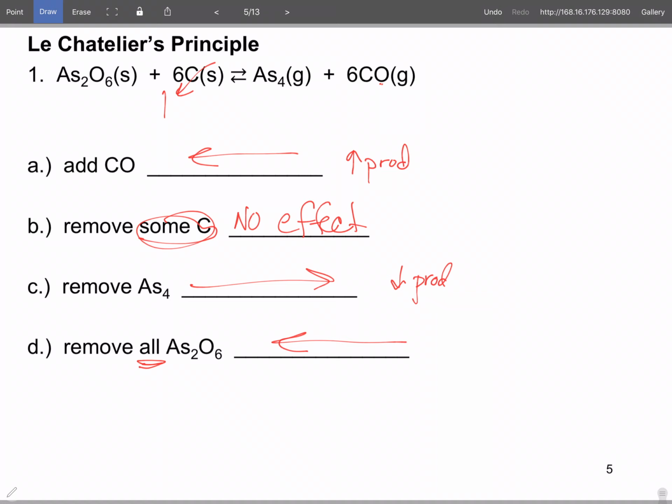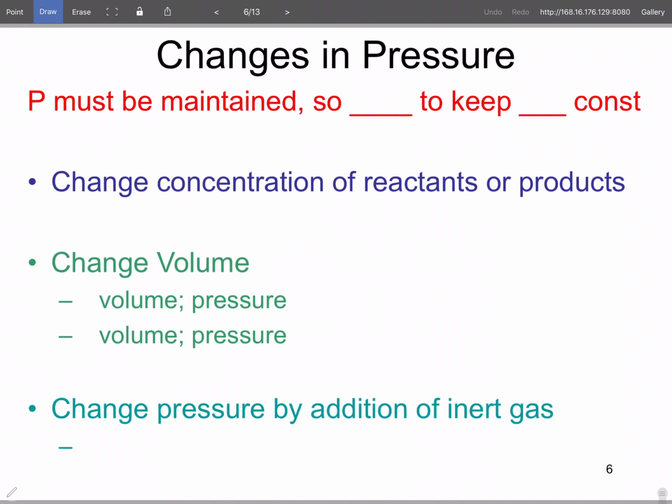Now, in this particular case, I have told you which way you could shift. But the other thing is if I were to ask, if I need this equilibrium to shift to the reactant side, what could I do? Well, you could remove all of the As2O6, all of the carbon. You could increase the As, increase the CO. Bottom line is you can be asked this either way. What happens when I add or remove something, or how could you make it shift? So keep that in mind as you work the problems. Okay, the next one is pressure must be maintained.